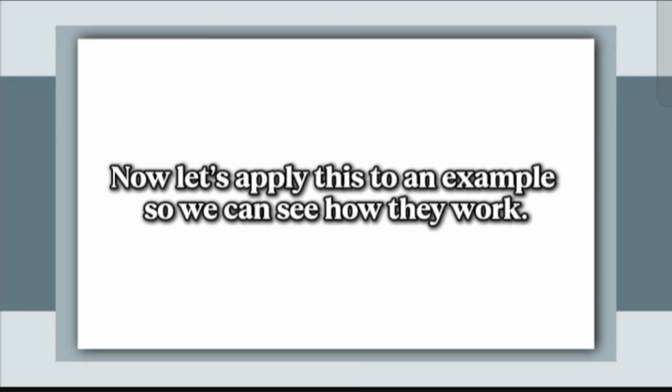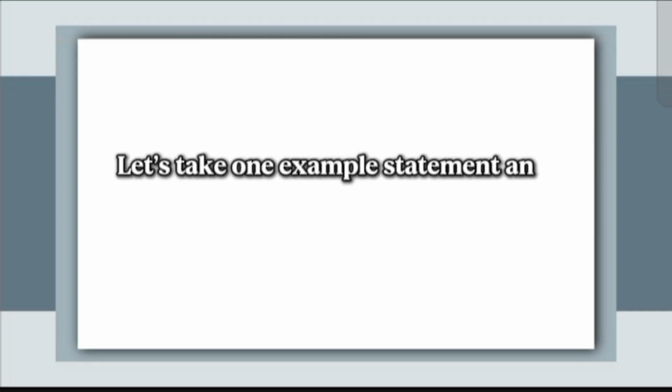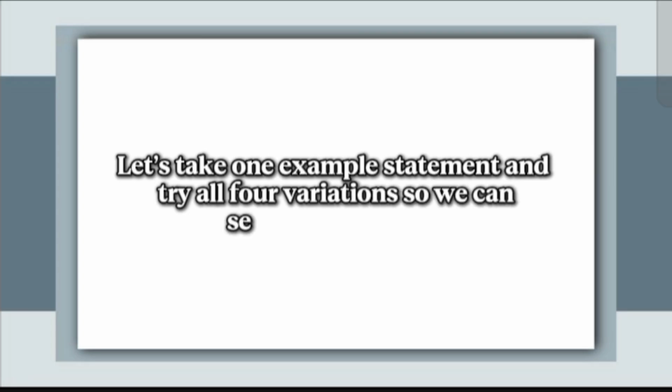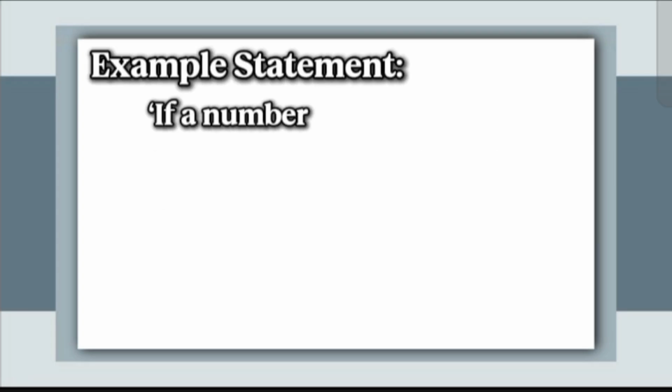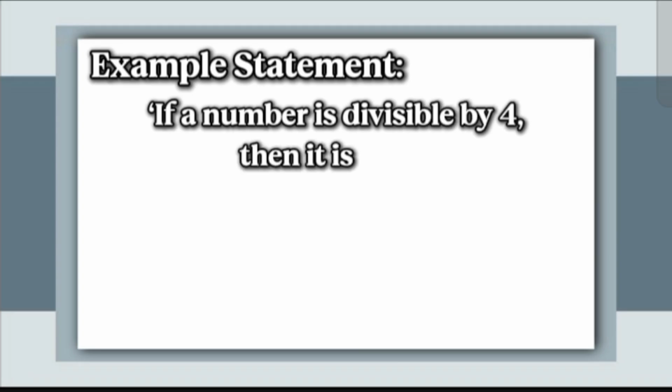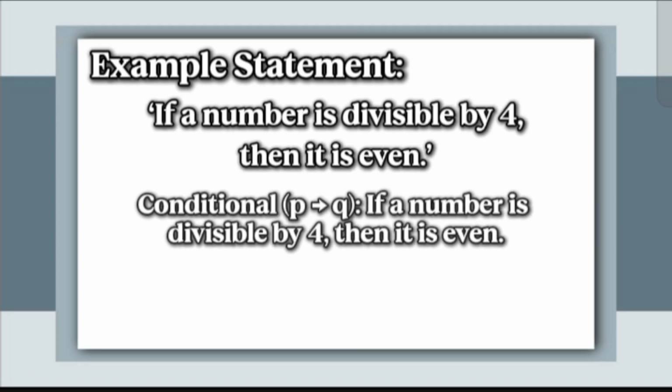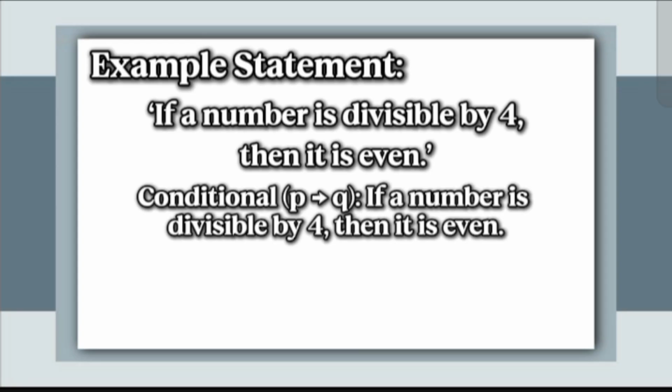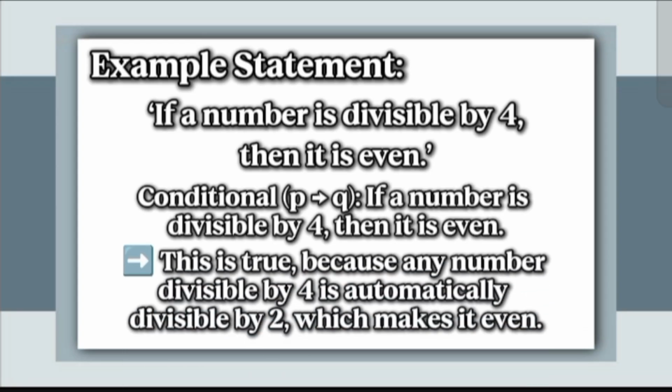Now let's apply this to an example so we can see how they work. Let's take one example statement and try all 4 variations so we can see how they differ. The example is, if a number is divisible by 4, then it is even. Conditional. If a number is divisible by 4, then it is even. This is true because any number divisible by 4 is automatically divisible by 2, which makes it even.